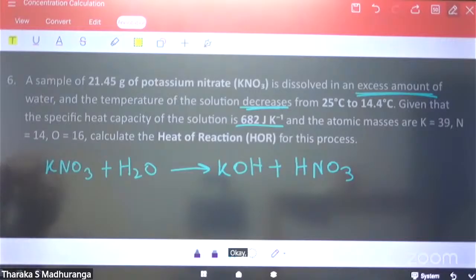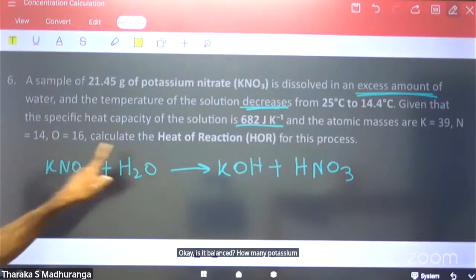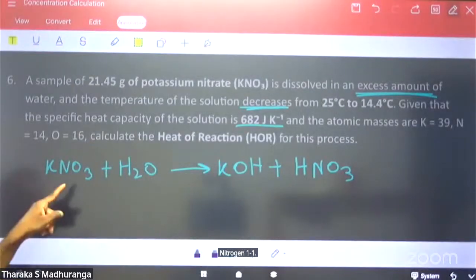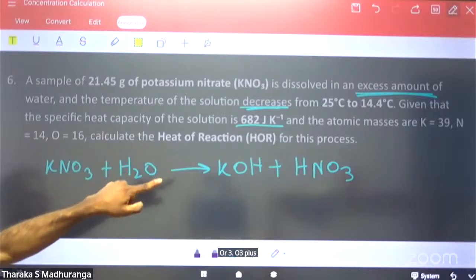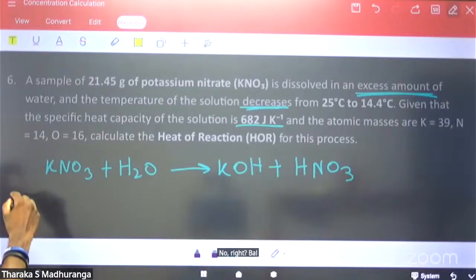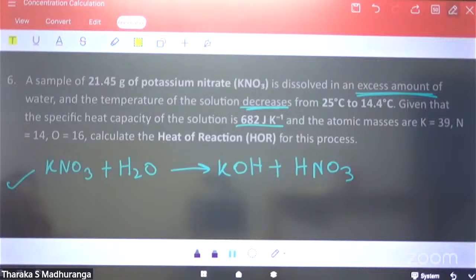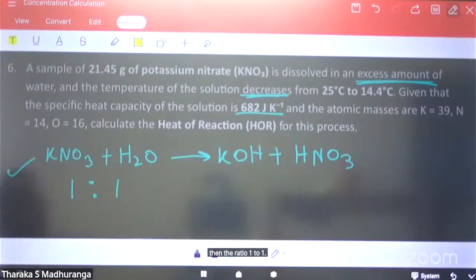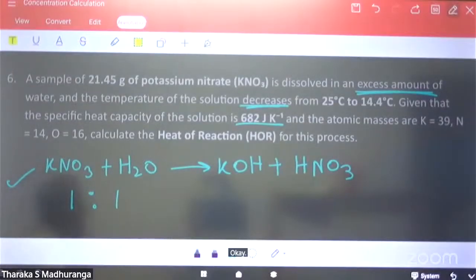Okay, is it balanced? How many potassium? 1, 1. Nitrogen 1, 1. O3, and 3 plus 1 is 4. Hydrogen 2. It is balanced. Then the ratio is 1 to 1. I can give you 2 more minutes. I think that's enough.